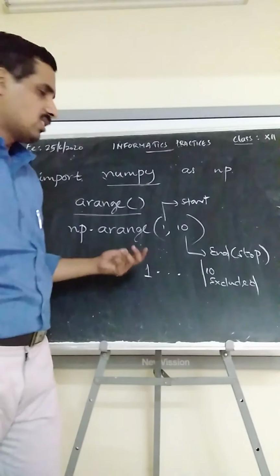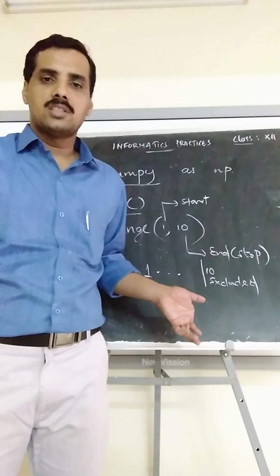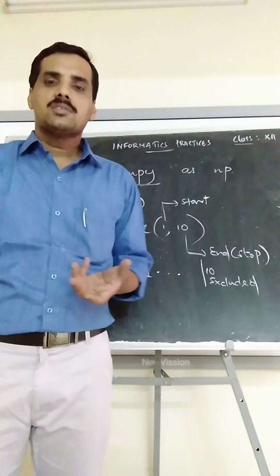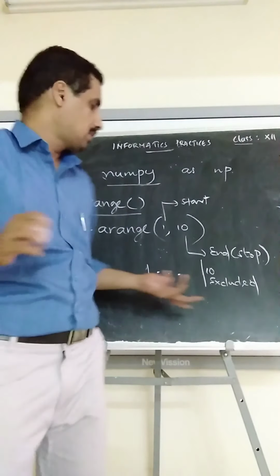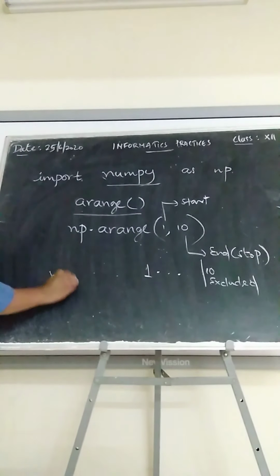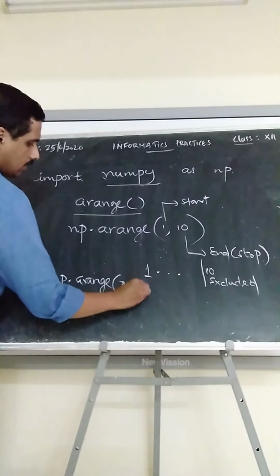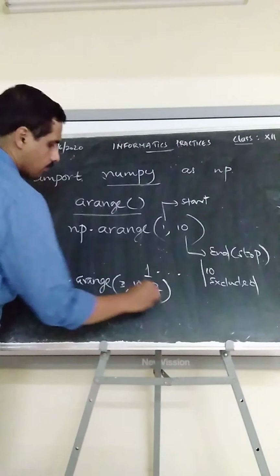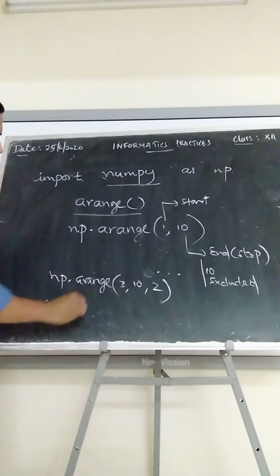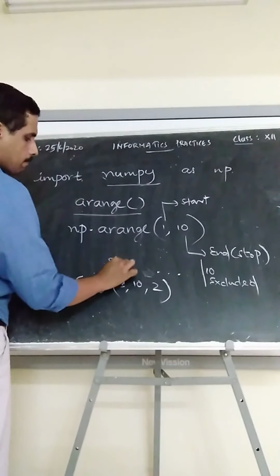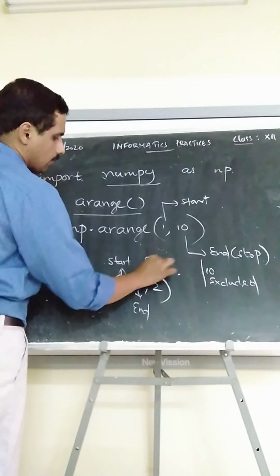Why am I discussing this arange here? We are going to use arange in our charting or line plotting technique, because instead of typing values from 1 to 100 we will use arange. Okay. One more example of arange: np.arange(3, 10, 2). In the previous one we had only 2 parameters. Now we have 3 parameters. The first one is the start value, the second is the end value, and the third is called the step value.